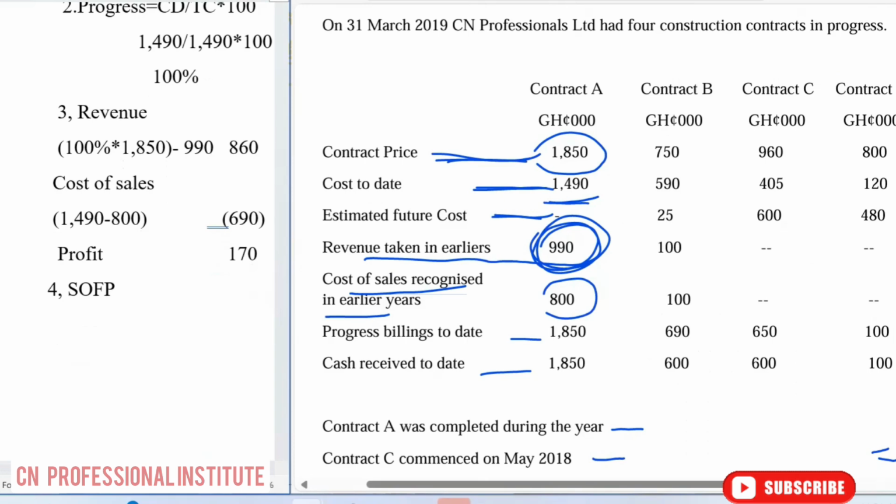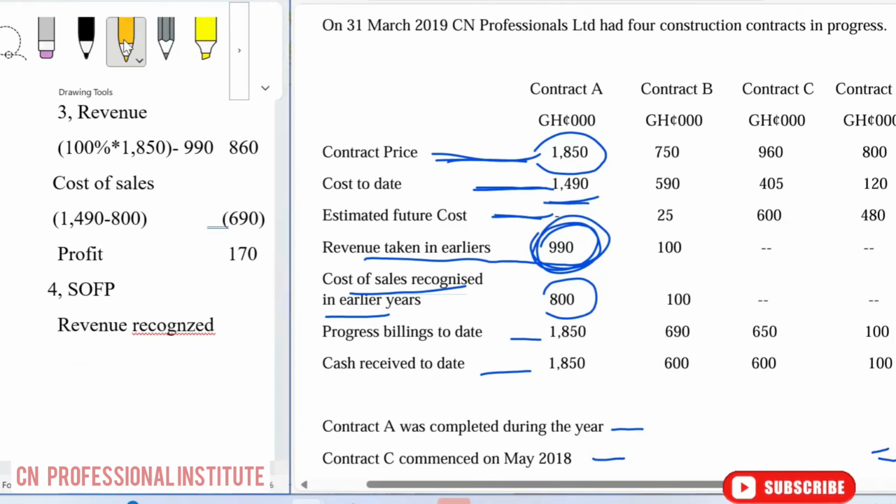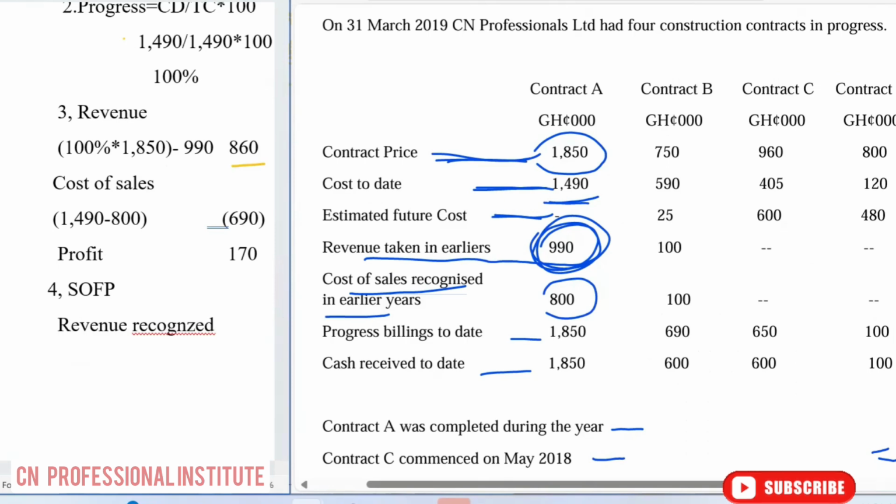So how do we get your contract asset or liability? We bring revenue recognized. We've looked at the changes made. So we bring the revenue recognized, then we less amount billed. Now, this revenue recognized is cumulative. If you look at step 3 here, the revenue we recognized was 860. Are you following? That's revenue recognized for the period, 860.